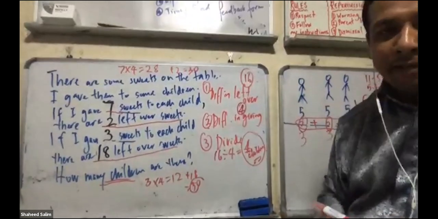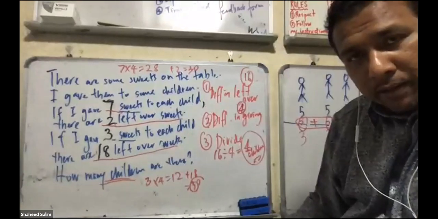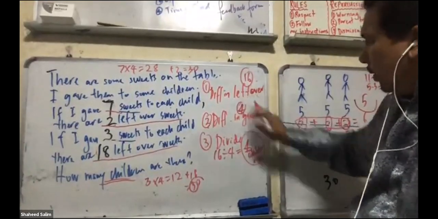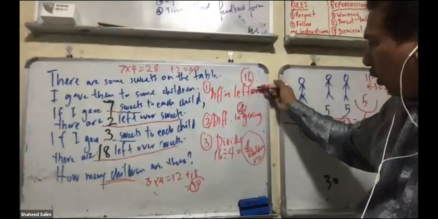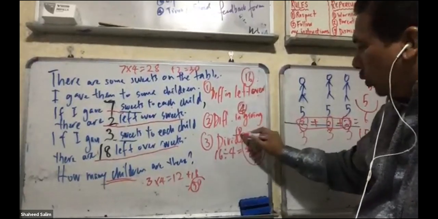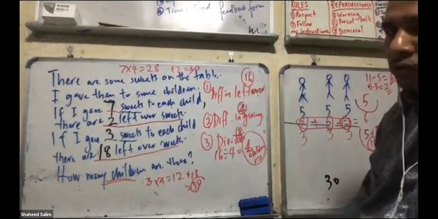You see now Zahira did understand, right, Zahira? Just a while ago. One, difference in leftover. First one, which one? The method, on the whiteboard, the red color marker. Difference in leftover. Number 3 is divide what? Divide the leftover by the giving. Divide answers 1 and 2, leftover over giving. Divide these 2 answers, you get the number of children.